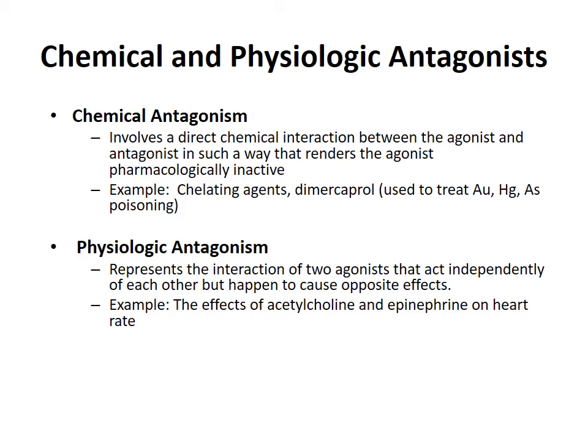Acetylcholine slows down the heart rate, epinephrine speeds up the heart rate, but they have totally different receptor systems, right? Acetylcholine is affecting muscarinic receptors, epinephrine is affecting beta-1 adrenergic receptors, but they produce opposite biological responses through totally different receptor systems. So on the physiological level they oppose each other, but not on the receptor level. They're not working on the same receptor is what I mean.